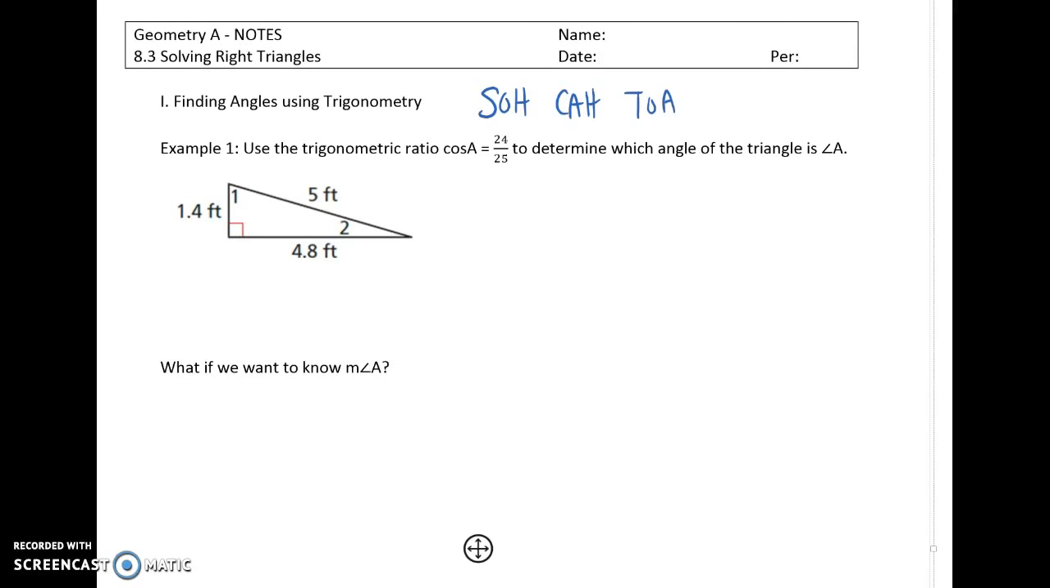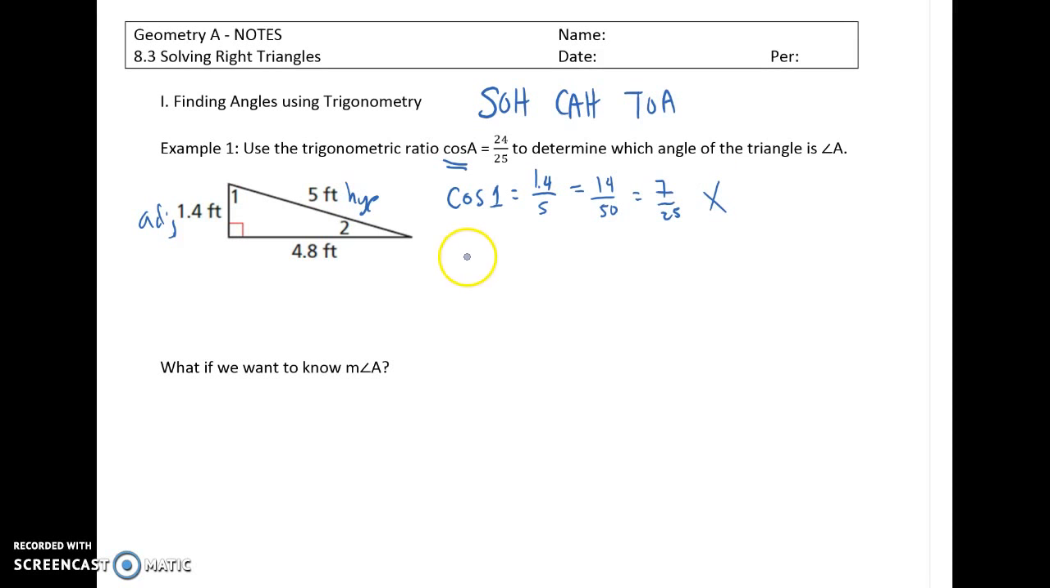So what we can do is just figure out the ratios. If I'm looking at cosine, I'm looking at CAH. So I can say cosine of angle 1 is adjacent over hypotenuse, right? So I'm going to pick the adjacent, that's 1.4. Hypotenuse is 5. Then I want to reduce that and see if that equals 24 over 25. I can move that decimal point over to get 14 over 50, and that is 7 over 25, which is, nope, not angle 1.